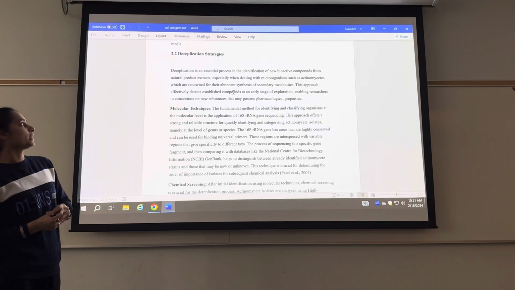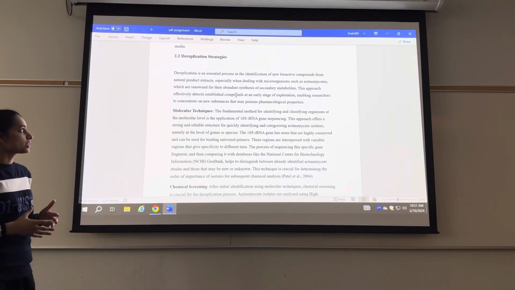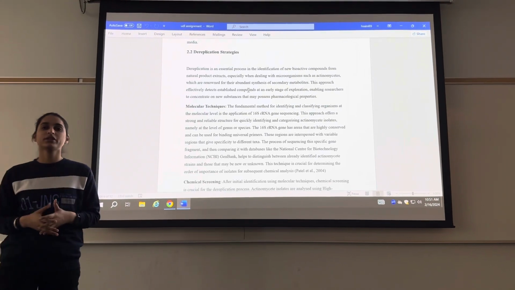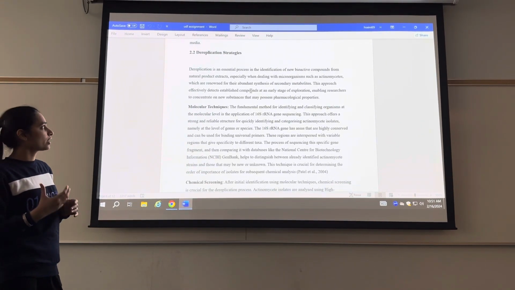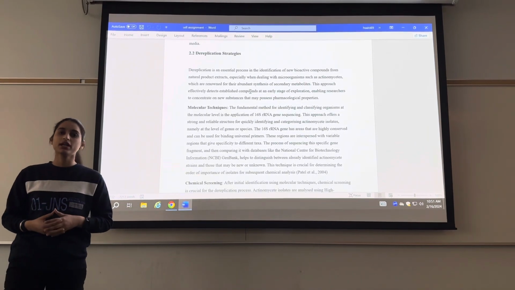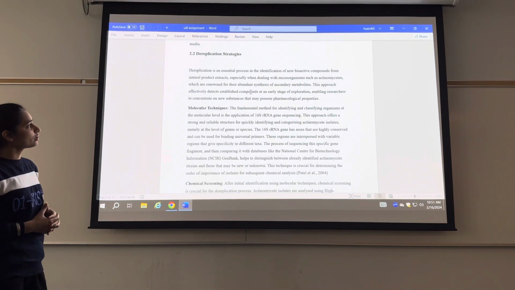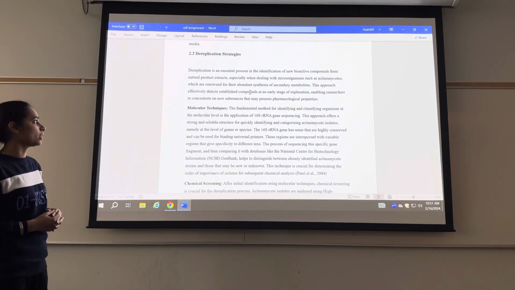What is dereplication? Why are we using this strategy? Because it is a very important process for the identification of new bioactive compounds, which are natural products extracted from natural sources, and especially these deal with microorganisms and actinomycetes, which are renowned for their abundant synthesis of secondary metabolites.